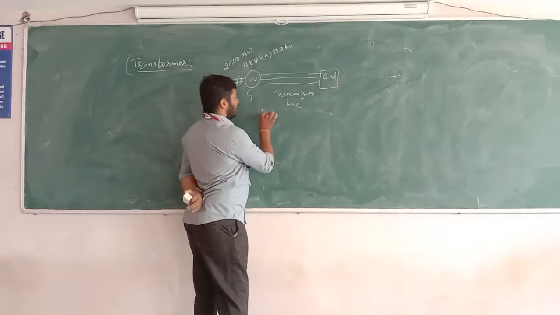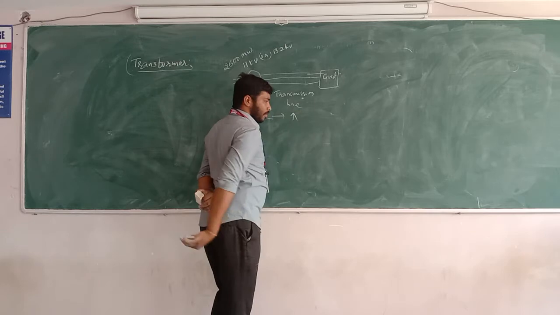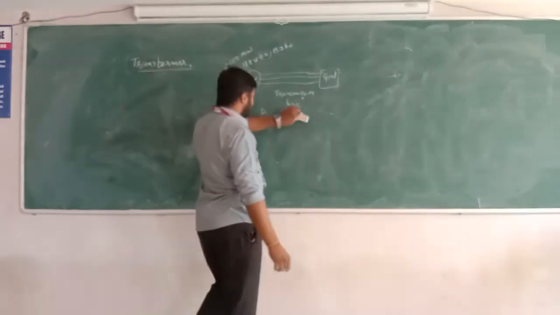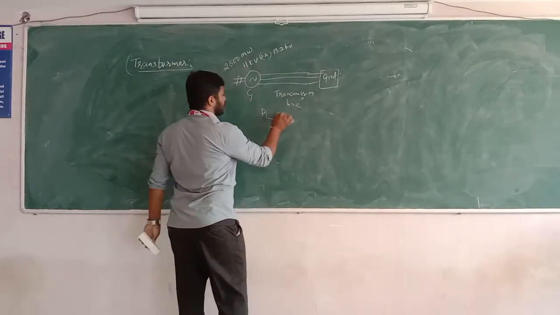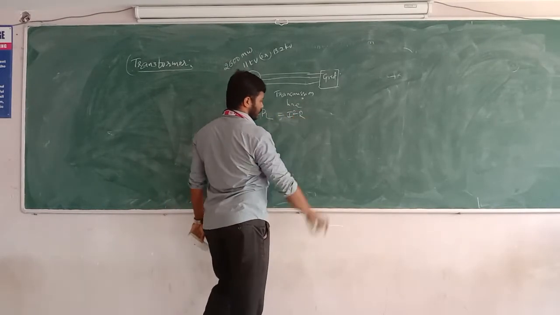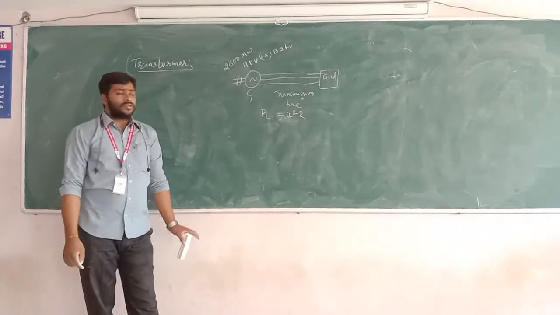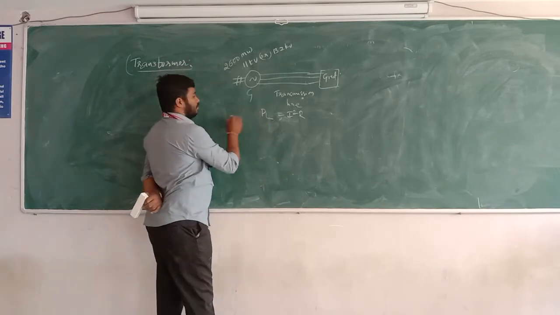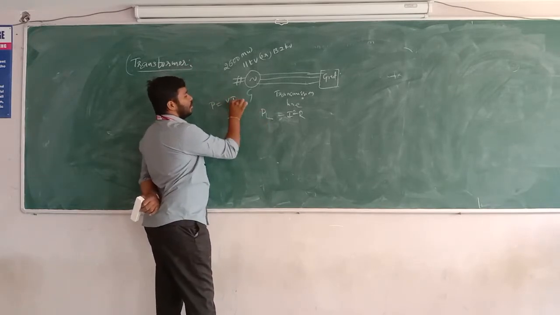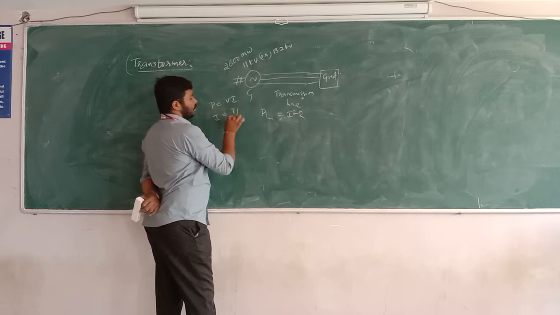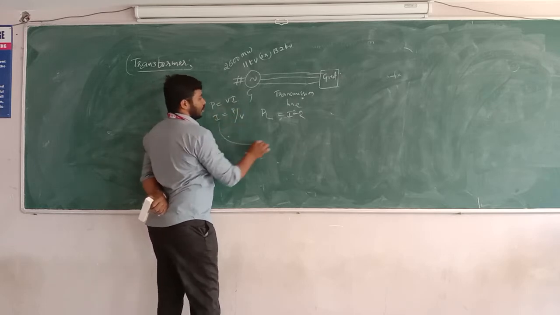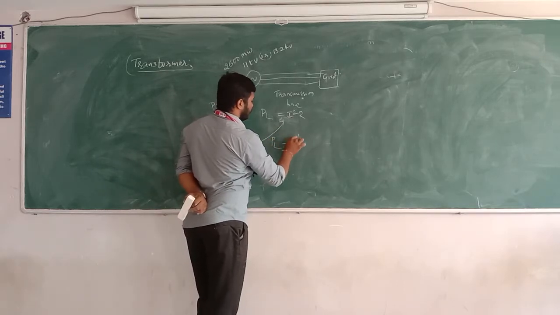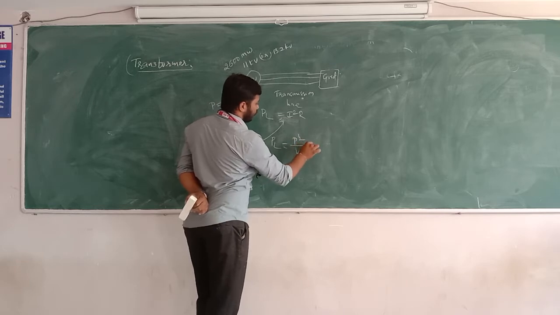The power loss in the transmission line is very high. Why? Power loss equals I squared R. Now let us see how we can reduce this loss. Actual power is voltage into current, so the current is the produced power divided by the voltage. If you substitute this in the equation, power loss equals P squared by V squared into R, where P is the produced power.